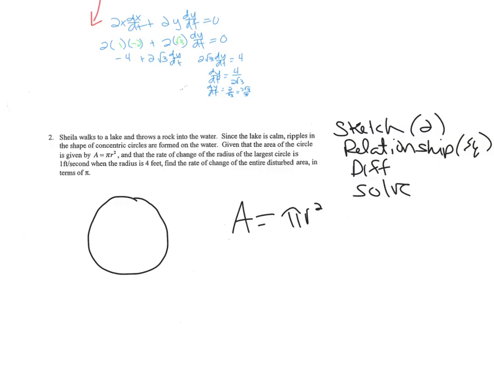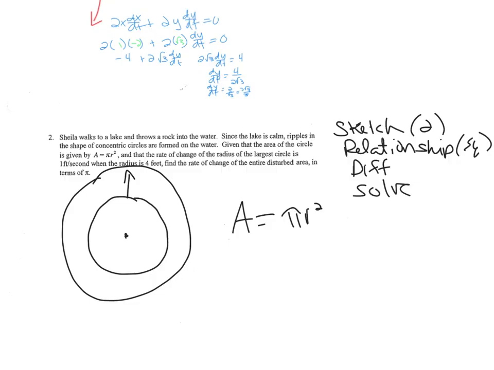And if you read it carefully, it says that after she throws the rock in, it forms concentric circles, which means circles that have the same center, kind of like skipping stones, where these circles are getting bigger. And it may not be a bad idea to draw those as 2 separate circles too. So what do we know here, and what are we trying to look for?